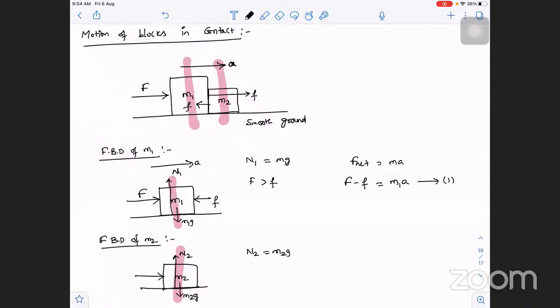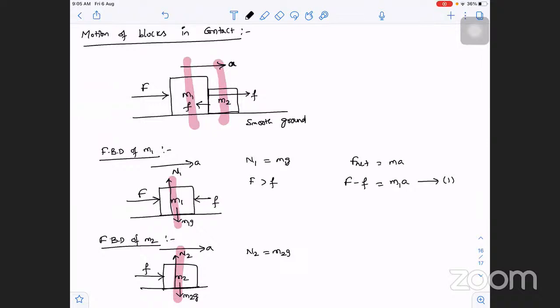Here only one force will act towards the right. f is the force acting towards the right. Only one force will act, no other force is there, right? So I can write that because of this force only, the M2 block will accelerate. M2 is moving because of the force applied by M1. But M1 is moving because of the force applied by us. The total system is moving because of the force applied by us, which is capital F.